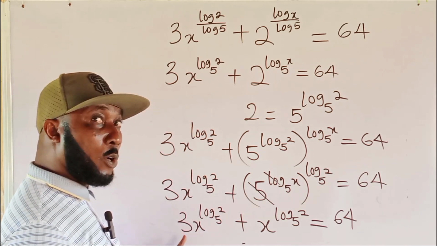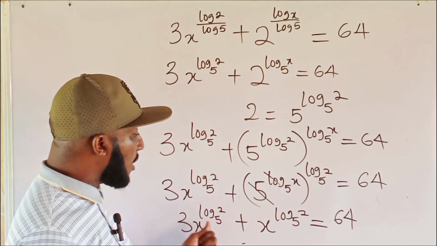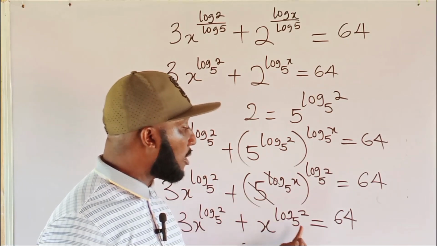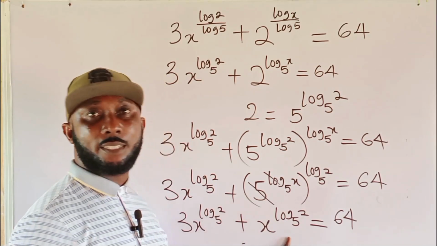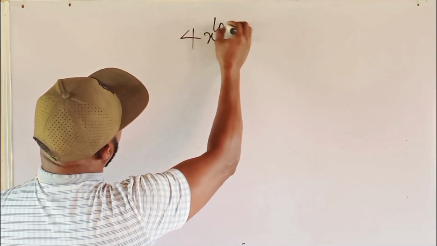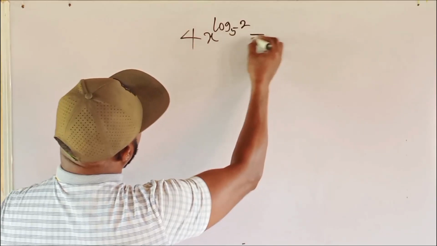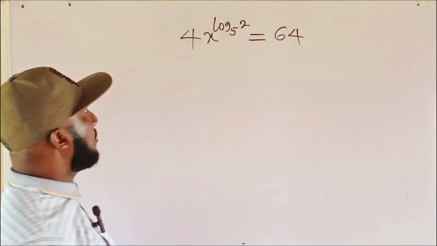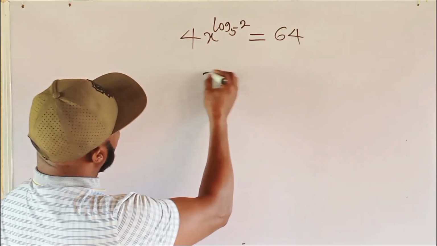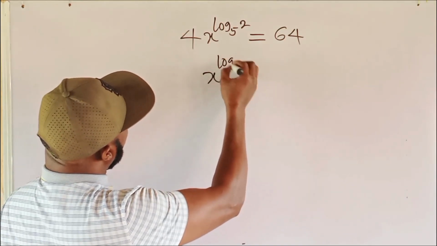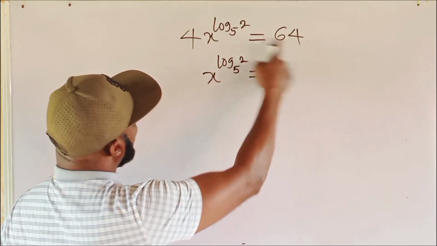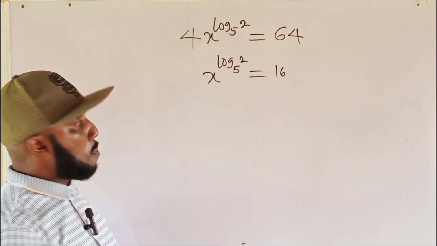I have 3 of s raised to log to base 5 of the argument 2. I have 1 of s raised to log to base 5 of the argument 2. They are actually like terms which can be added together. 4s raised to log to base 5 of the argument 2 equal to 64. Now I can divide both sides by 4. This is going to give me s raised to log to base 5 of the argument 2 equal to 16. 64 divided by 4, that's 16.